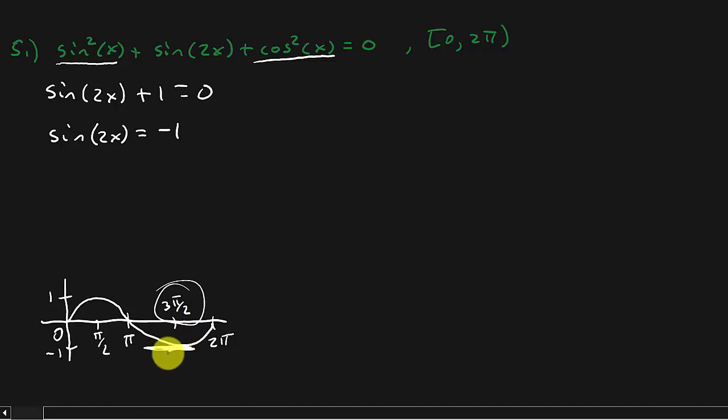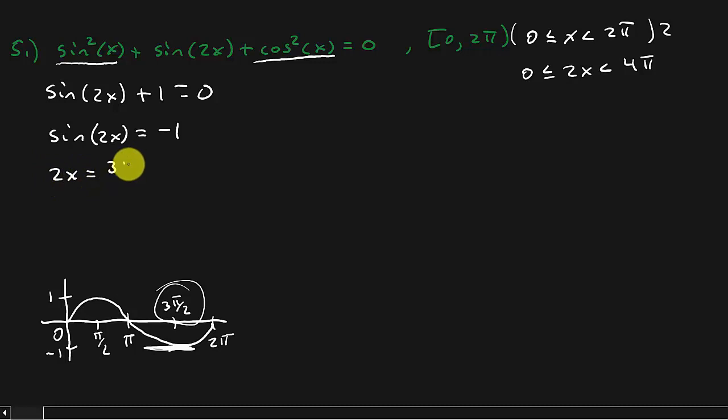See? It's at -1. But before I keep working this, you see the 2x here? That's my angle. So what do I have to do here? This is 0 less than or equal to x less than 2 pi. If I multiply everything by 2, that's 0 less than or equal to 2x less than 4 pi. I'm going around twice, right? So I get 2x is equal to what? 3 pi over 2.